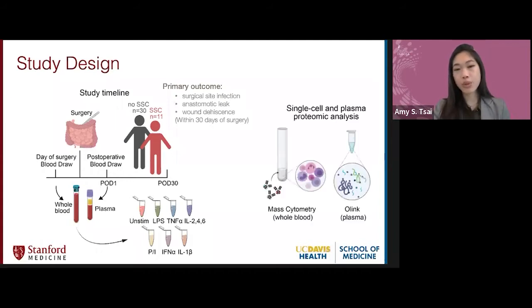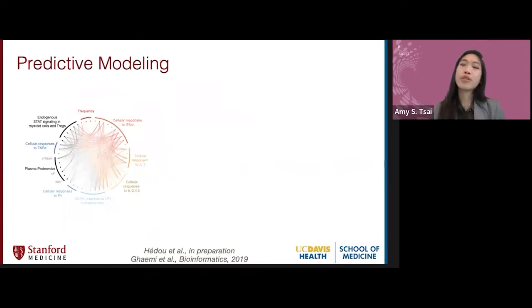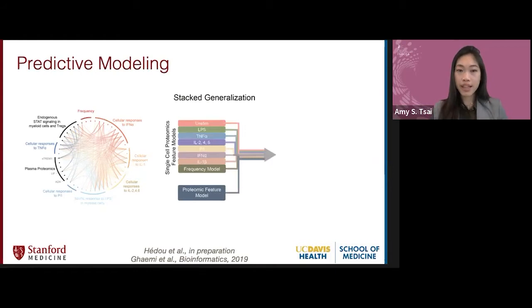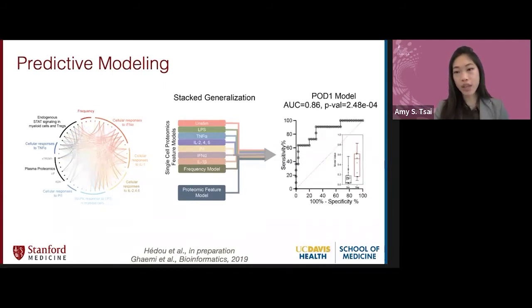The whole blood samples were analyzed using mass cytometry, while in parallel, the plasma concentrations of 272 proteins were quantified using the Olink platform. Mass cytometry produces a high-dimensional data set with very complex and interrelated processes that require advanced machine learning methods. In simple terms, we created elastic net models for each of the 9 data layers, and then we integrated them using a stack generalization method to yield the final predictive model, which was able to classify patients with a high accuracy, an AUC of 0.86.